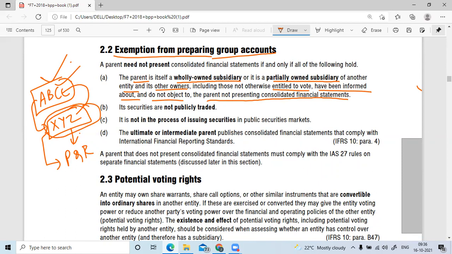Only in this case, ABC has two subsidiaries, XYZ, a direct subsidiary, and a sub-subsidiary in the form of PQR. So who is entitled to do group accounts here? ABC. Point number 2: any company whose securities are not traded publicly, or whose shares are not sold to the public, cannot prepare group accounts. Point number 3: it is not in the process of issuing securities in public security markets, as I already told you.